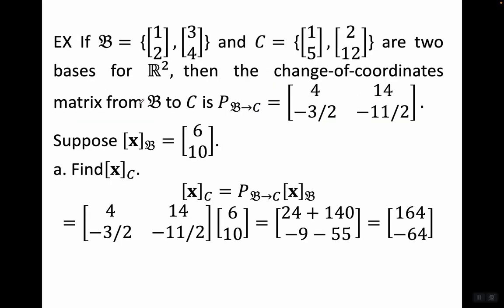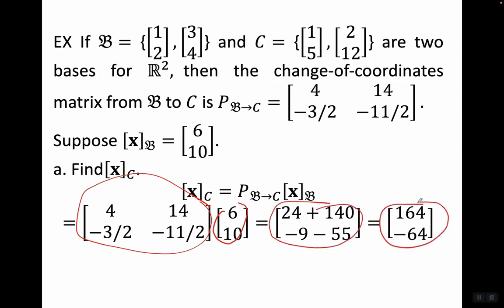So for example, if B equals (1, 2), (3, 4), and C equals (1, 5), (2, 12), and we saw those a moment ago, same bases. If these are two bases for R2, then the change of coordinates matrix from B to C is 4, 14, negative 3 halves, negative 11 halves. Suppose x sub B is 6, 10. Find x sub C. Oh, we can do that. We know how to do that. So you just multiply 6, 10 by the change of coordinates matrix. Multiply that together. Here's what you end up with. Simplify, and you end up with this nasty one, 164, negative 64. So that's x relative to the basis C.